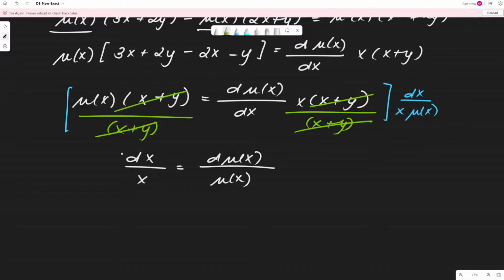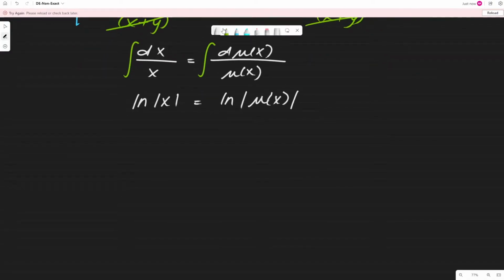So, I can get the antiderivative. No? So, therefore, we will have the natural logarithm of x is equal to the natural logarithm of mu of x. Okay? So, I can use the ln property, no, to cancel out yung ln. So, therefore, no, we can say that mu of x is equal to x. Diba? Our integrating factor is actually x.